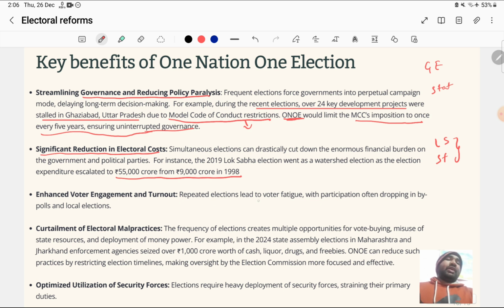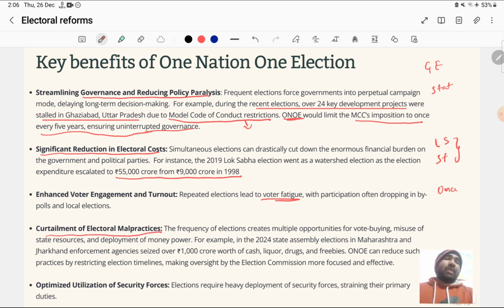Repeated elections lead to voter fatigue. Voters have to vote for the Lok Sabha election and then they will again vote for the state assembly. But if elections are held once every 5 years, then voters can show more enthusiasm towards elections.